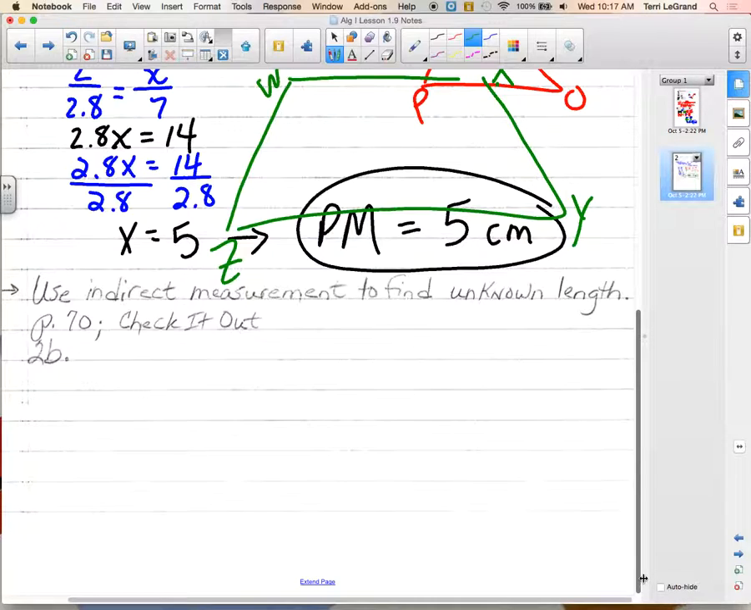Okay, it looks like you need to turn to page 70 in your textbooks. Page 70, where we're going to use indirect measurement to find an unknown length. And we're going to go to the Check It Out on that page, 2B.